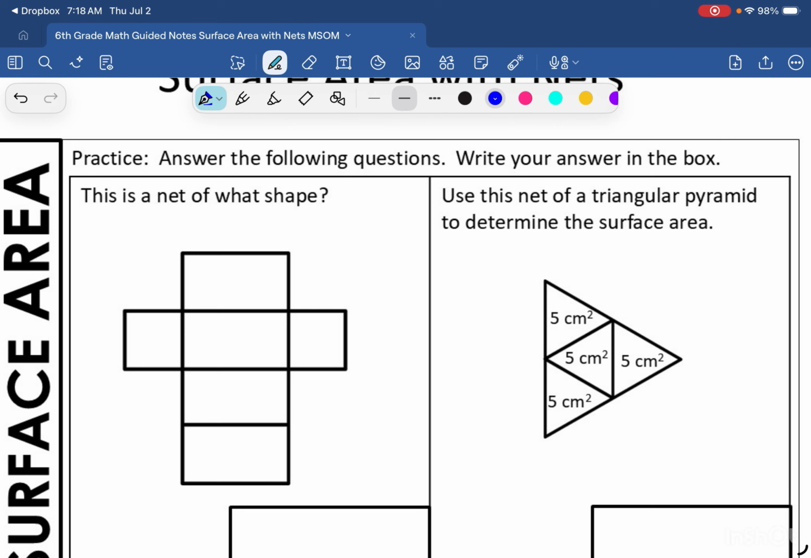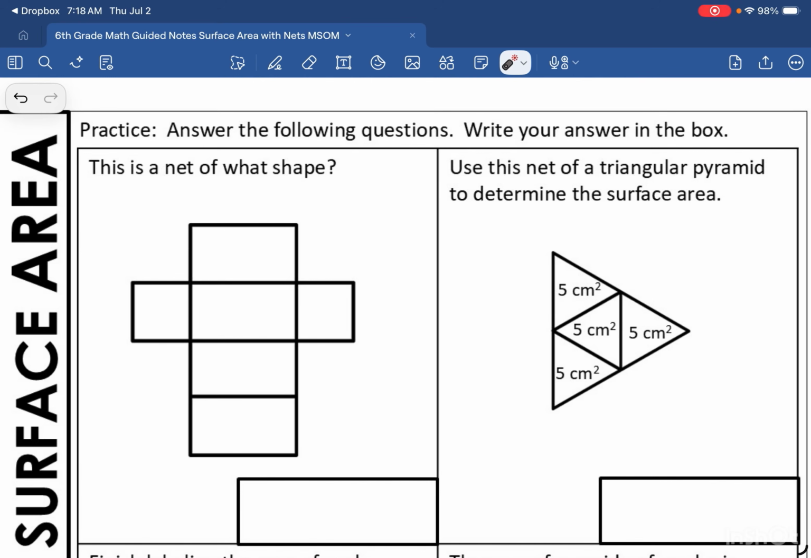Practice. Answer the following questions. Write your answer in the box. This is a net of what shape? If I fold the shape up, I'm going to have parallel bases that are rectangles. Therefore, the shape will be a rectangular prism.